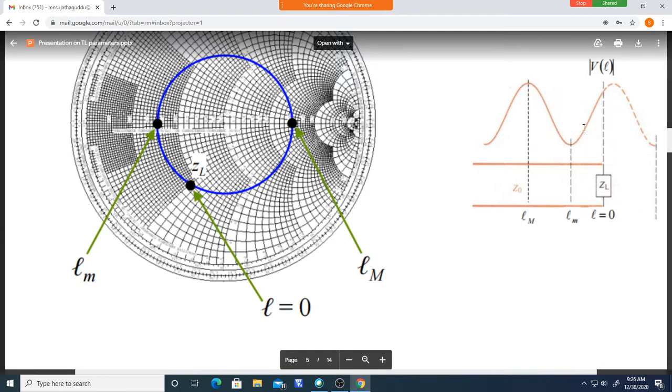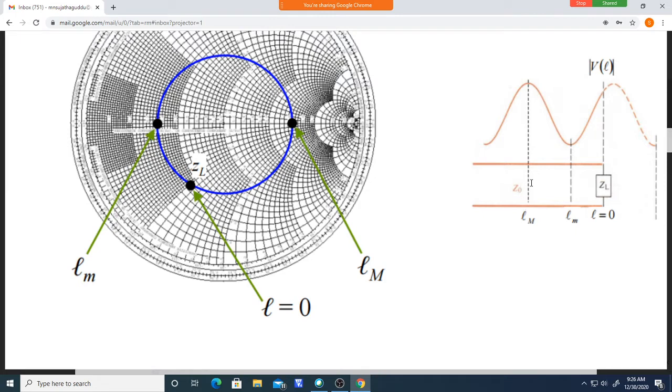So voltage doesn't remain constant over the length of the transmission line, but it changes. If voltage changes, impedance also changes. As you move over a transmission line, impedance changes, and it becomes minimum at this position. If you measure impedance here, it is minimum. As you move like this, impedance changes, and once you come here, impedance is maximum. We already studied that in the previous semester.